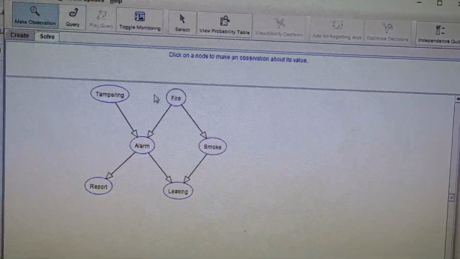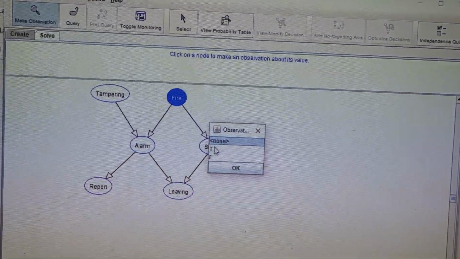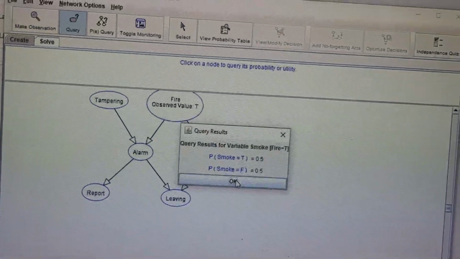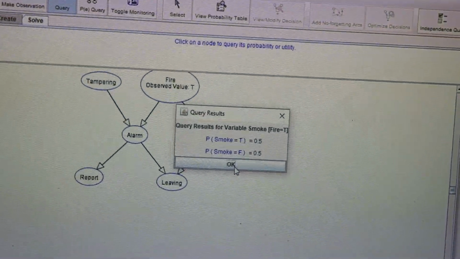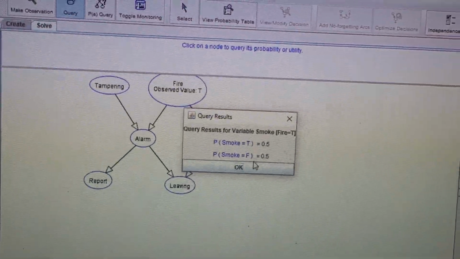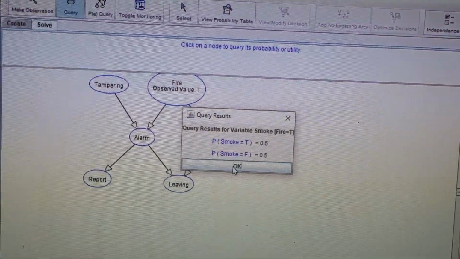But then if we make an observation of fire, and fire is true, now if we query smoke, we get the same result. It shouldn't really be the same result, but this is correct here. I think it's that the previous query is wrong.